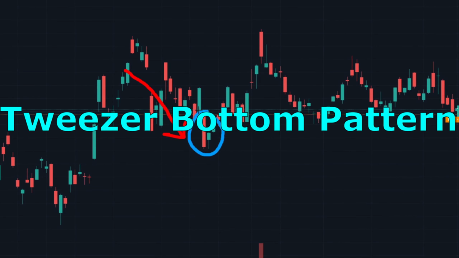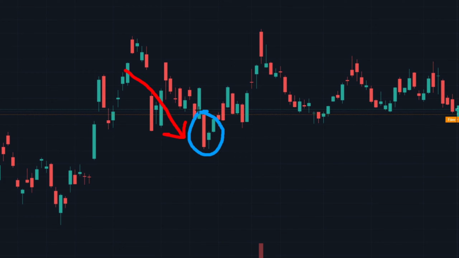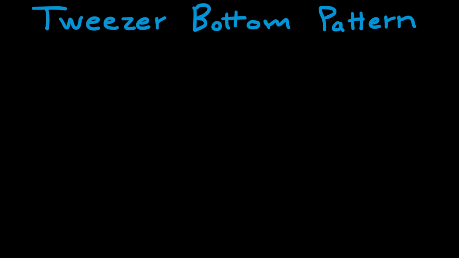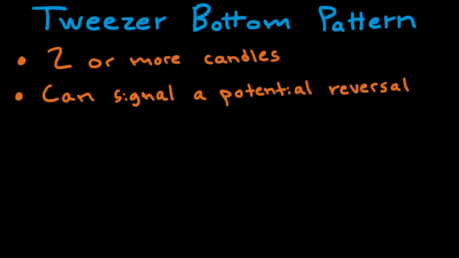Right, so first of all, let's zoom in a bit and take a look at what the tweezer bottom pattern actually is. So the tweezer bottom pattern, what is it? Well, it is a pattern of candlesticks that consist of two or more candles. The most common tweezer bottom consists of two candles, but it can also consist of more. And the tweezer bottom can signal a potential reversal. It can signal that a bearish trend or downwards trend is changing to a bullish one, or that it might change to a neutral trend. But we can hear here in the name bottom that we are talking about a bottom reversal here.